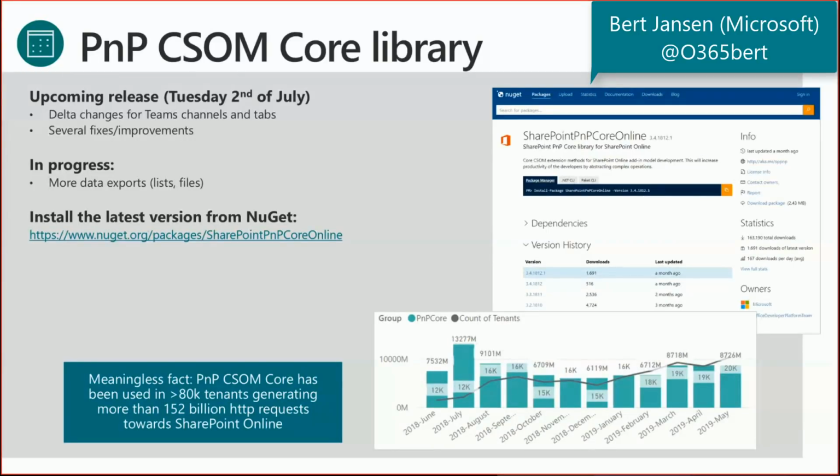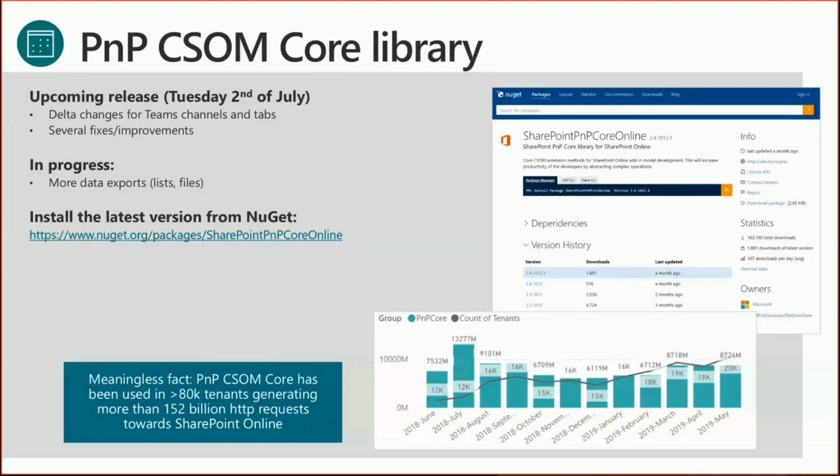Yeah. Let's do this really quick because, to be honest, not that much has happened yet for the PnP CSOM Core library. The big thing that we already committed in the code base is some delta change handling for Teams. We had Teams support in the previous release, and now we're adding some more capabilities in that space. By the way, the next version will be next week, Tuesday, the 2nd of July, a little bit earlier than usual, due to vacation schedules from both Erwin, me, and other people. But it's better early than not at all.